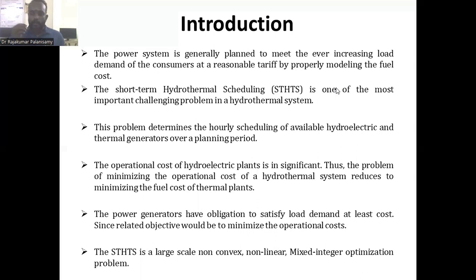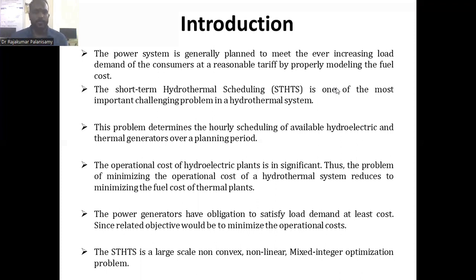In non-renewable energy sources, especially thermal, the fuel cost is high, though fuel is abundantly available. Because of this, the percentage of power generated from thermal is high. So we have to concentrate on cost as well as emissions from the thermal unit. I need to reduce the cost and emissions from the thermal unit. That is the main problem I have faced.